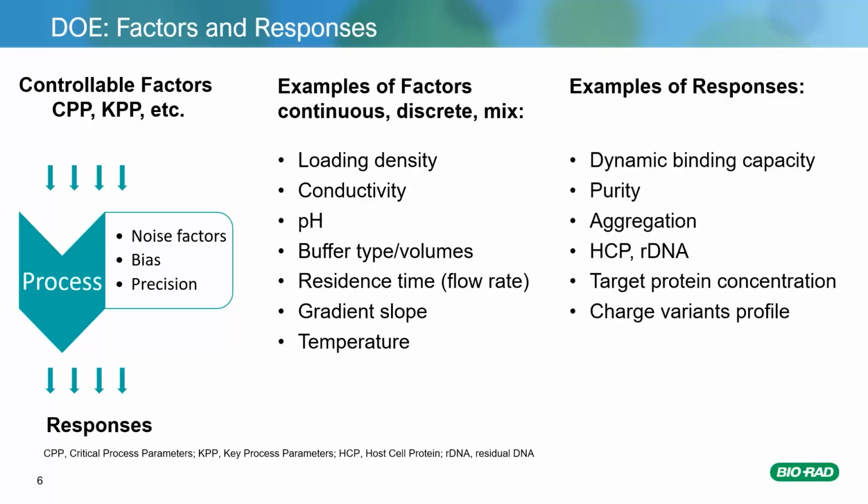Responses can be divided into two groups. One is product quality attributes, and this includes purity, aggregate and impurities levels, charge variance profile, or any relevant quality attribute. The second group includes process performance indicators, and this includes dynamic binding capacity, protein concentration, and others.